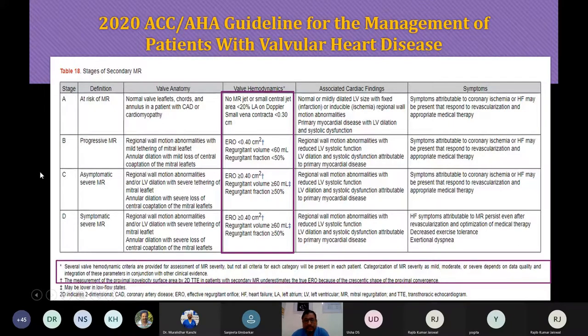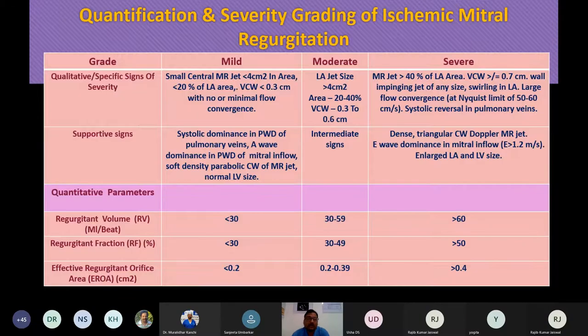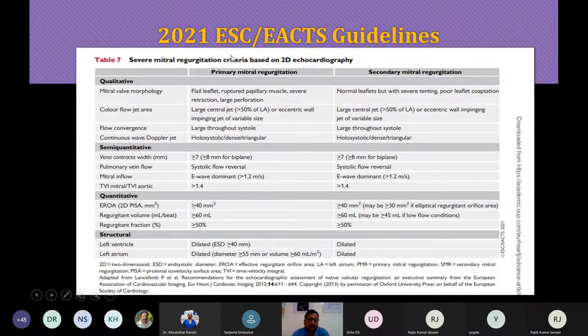So they are giving more importance to the clinical evidence also: how the patient is behaving preoperatively, how much time he has had heart failure, admissions for heart failure and all. Depending upon all those things, we are planning whether to address such mitral valves or not. So this is, in brief, the grading of mitral regurgitation. There are quantitative, there are qualitative, and there are supportive signs. In the 2021 update of the European Society, they have given qualitative, semi-quantitative, quantitative, and structural. They have added this structural also, in secondary as well as primary MR.